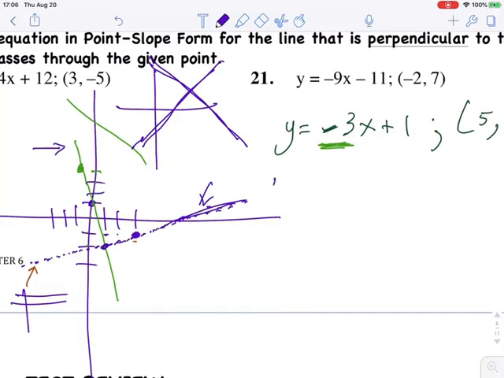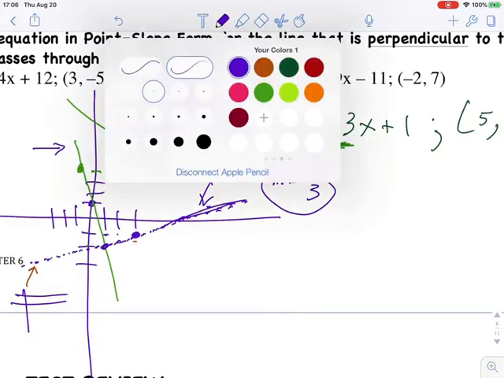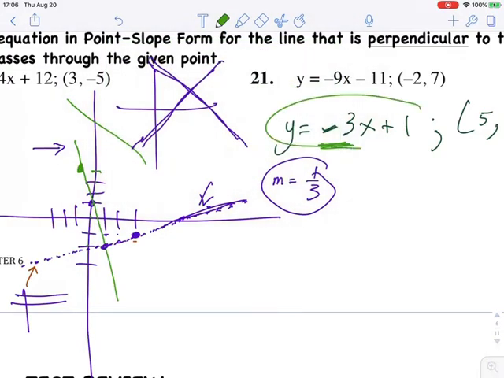3. Notice something? 1/3. There is a relationship between our target line, which we're trying to write the equation of, that's perpendicular to this, and the slope of this line. The slope of this line is -3. What's the relationship?